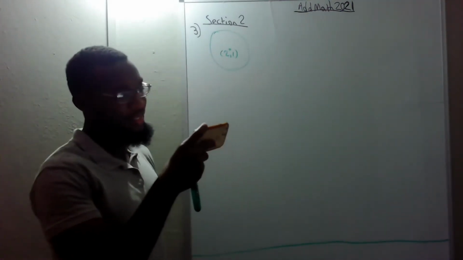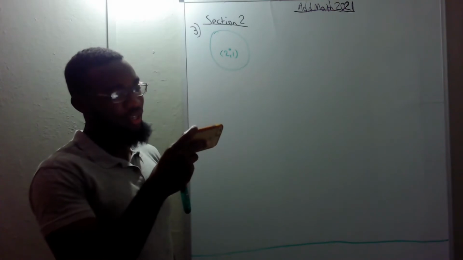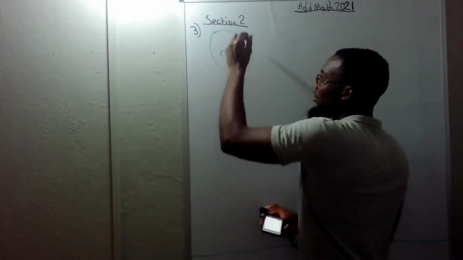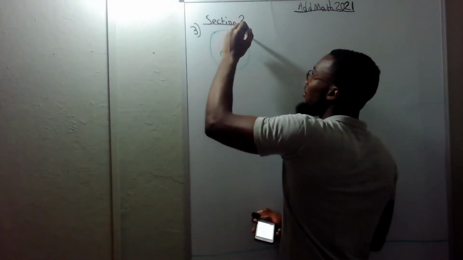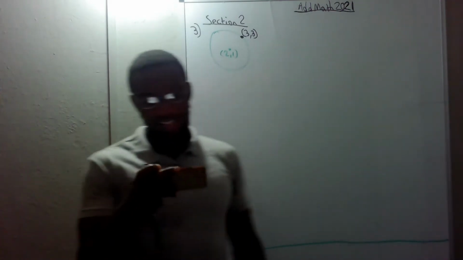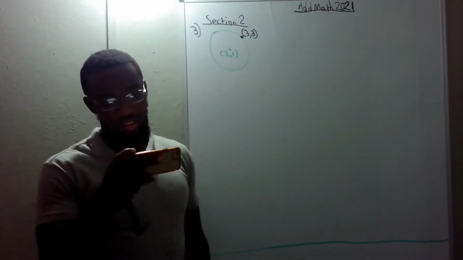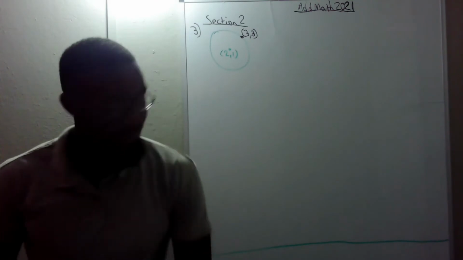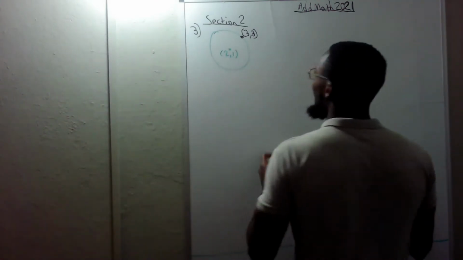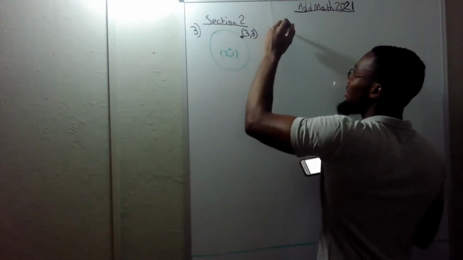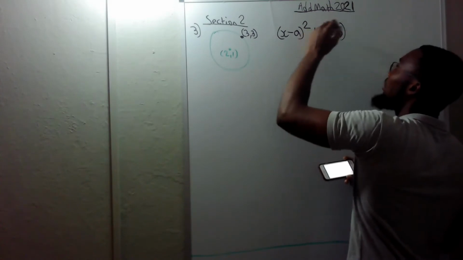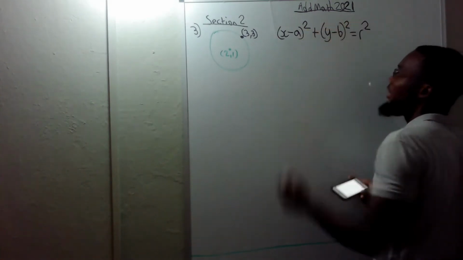And then they tell us that the coordinates of the point on its circumference is (3, 3). So this right here is (3, 3). And then they ask us to determine the equation of the circle. So guys, remember the equation of a circle is always in this form: (x minus a) squared plus (y minus b) squared equals r squared.